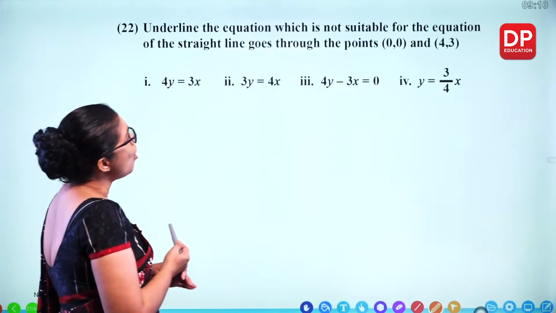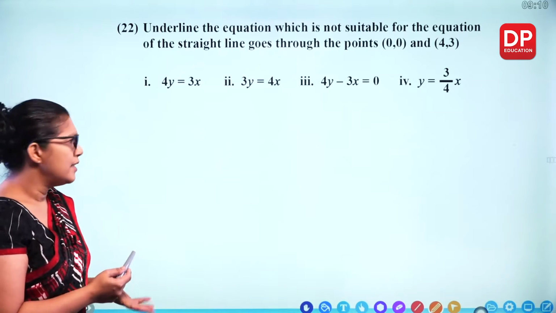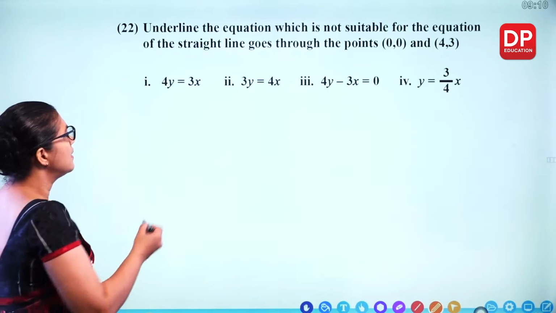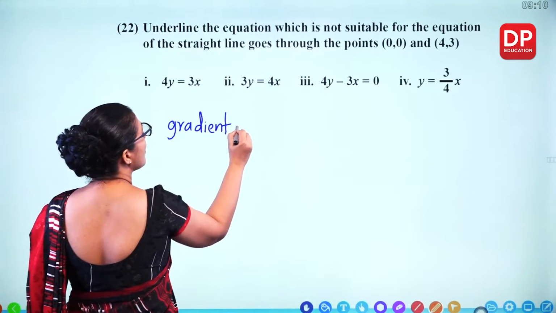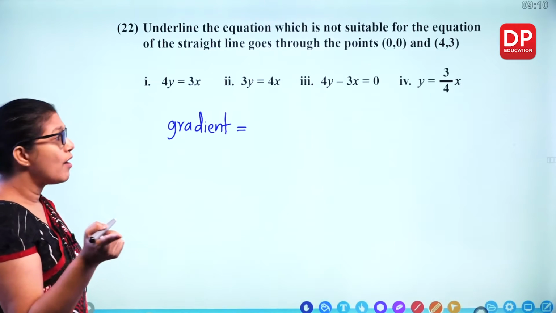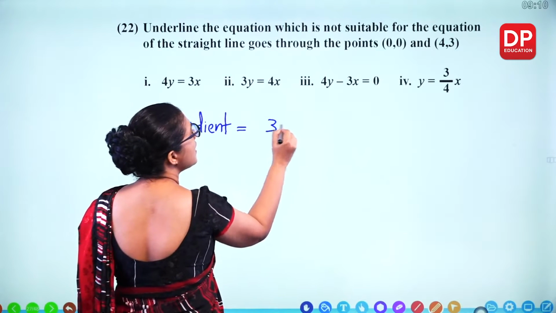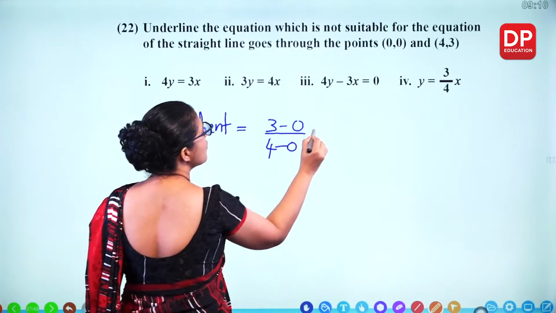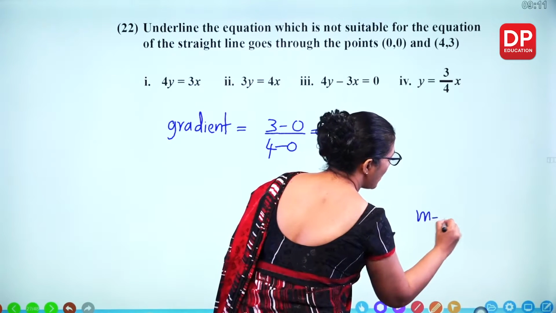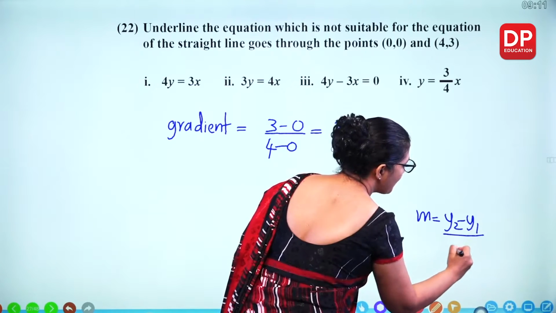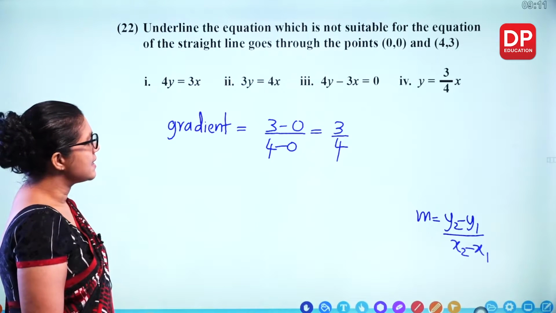Underline the equation which is not suitable for the equation of the straight line goes through the points 0, 0 and 4, 3. So we'll first find the gradient. What's the gradient? Take the difference between y coordinates over difference between x coordinates. So we can say 3 minus 0 and 4 minus 0. So 3/4 is the gradient. So remember that y2 minus y1 over x2 minus x1 is the formula for finding the gradient.